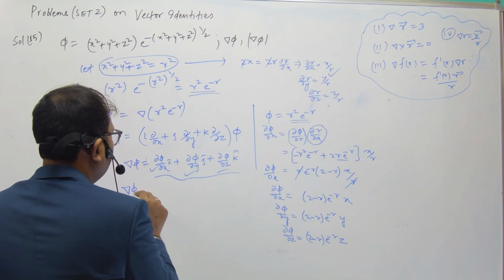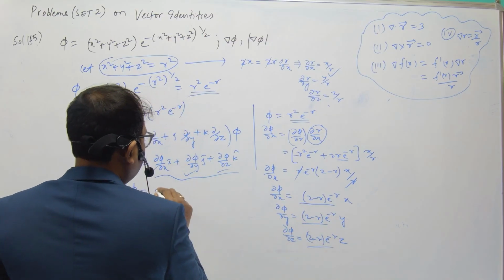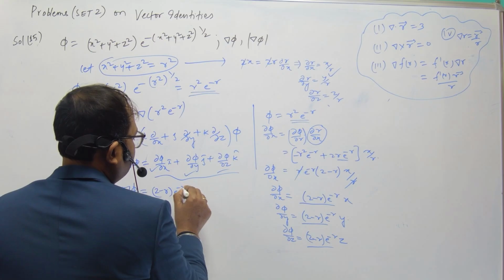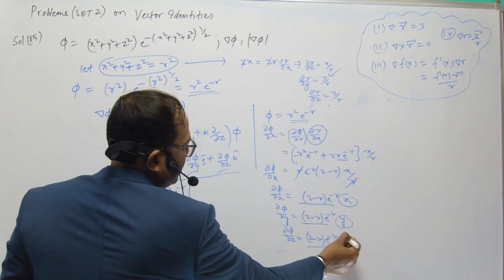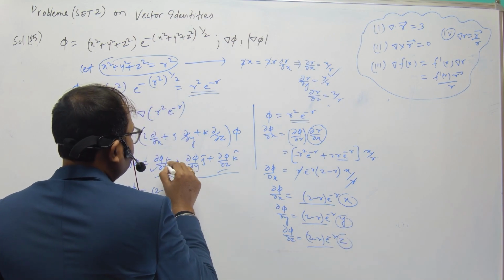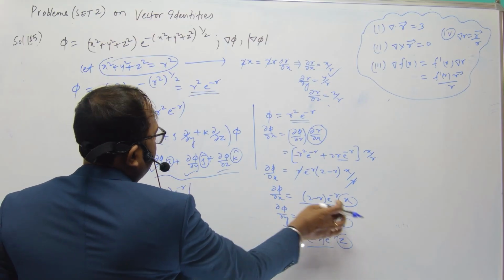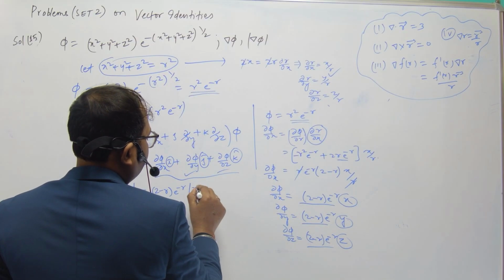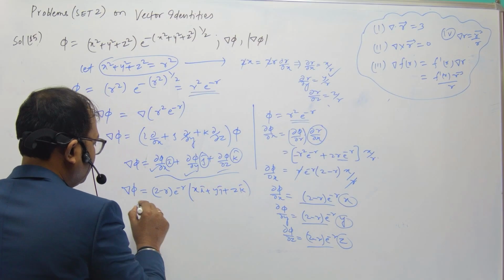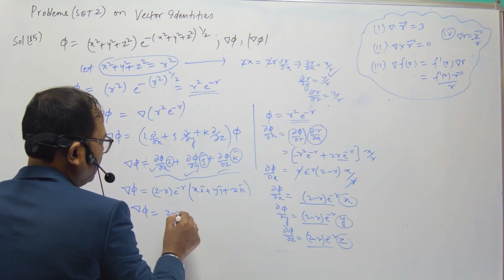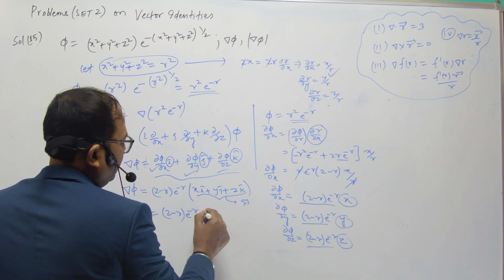So we have the gradient of φ with ∂φ/∂x like this. Let us take (2 - r) e^(-r) as common. The left out terms are x, y, and z with i cap, j cap, and k cap. This is equal to x i cap plus y j cap plus z k cap. So ∇φ is equal to (2 - r) e^(-r) into r vector.